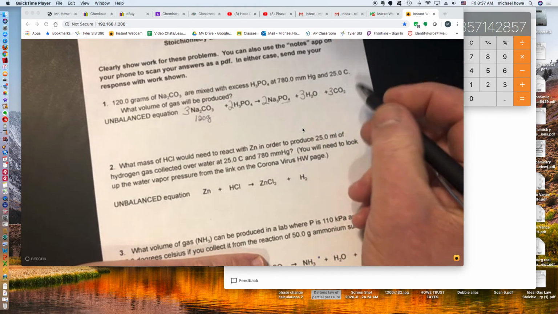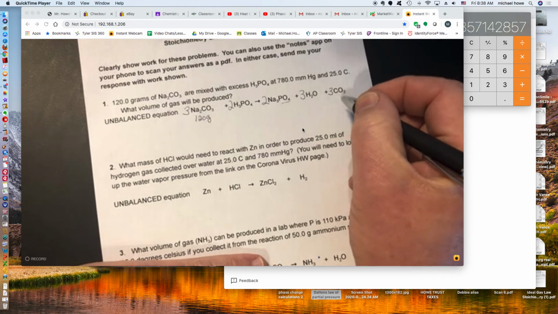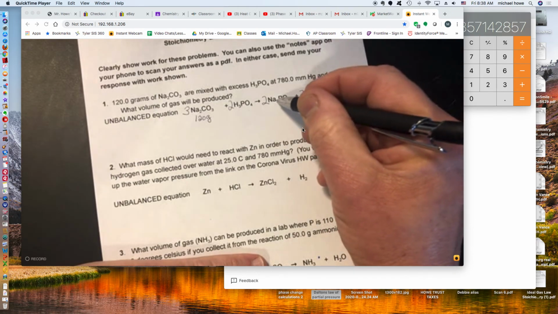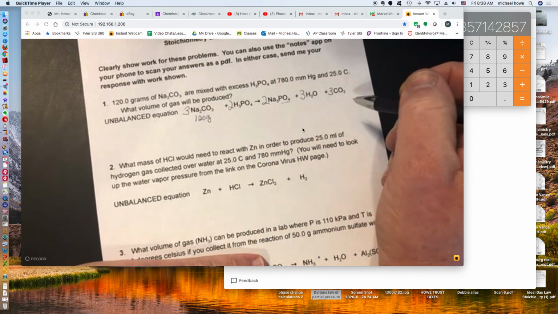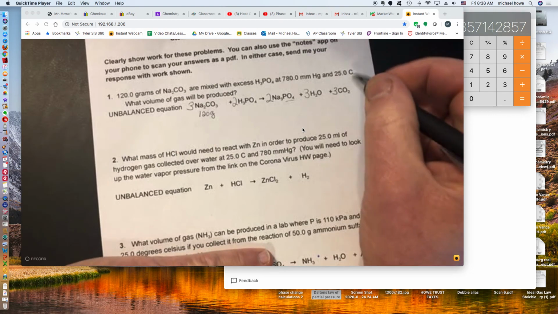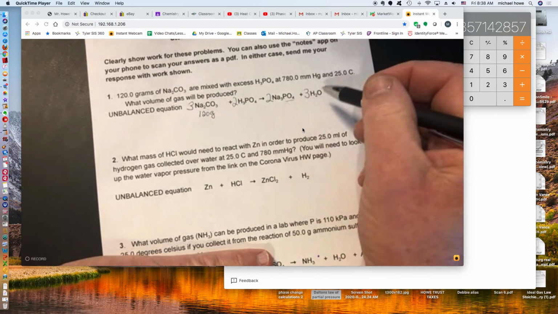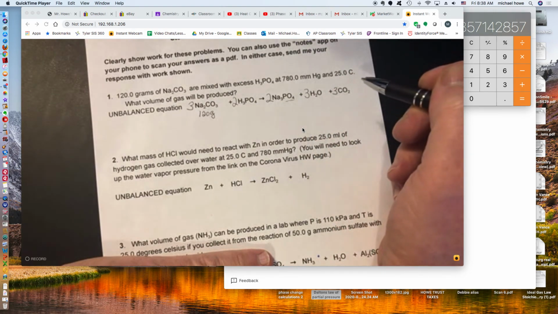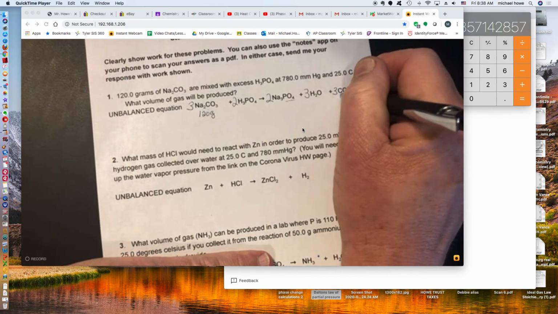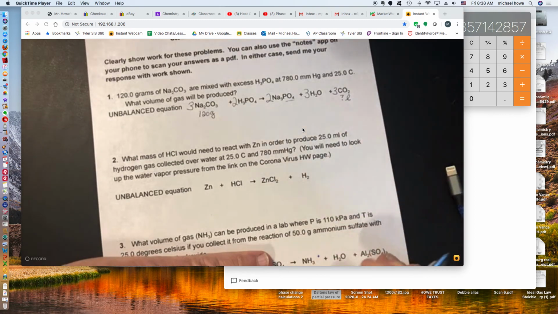Well, hopefully we all recognize that carbon dioxide is a common gas. Water, of course, is a liquid. And sodium phosphate is a metal and a non-metal kind of compound, so it's going to be an ionic compound. In this case, it is a soluble ionic compound, so it'll actually be in solution. But the carbon dioxide is the gas, and we're looking for how many liters of that.